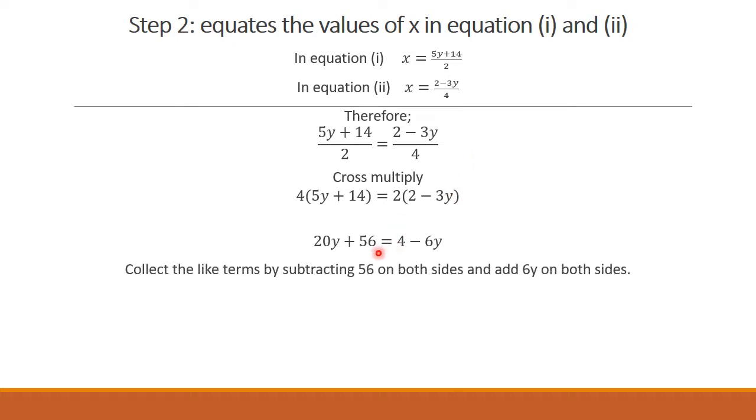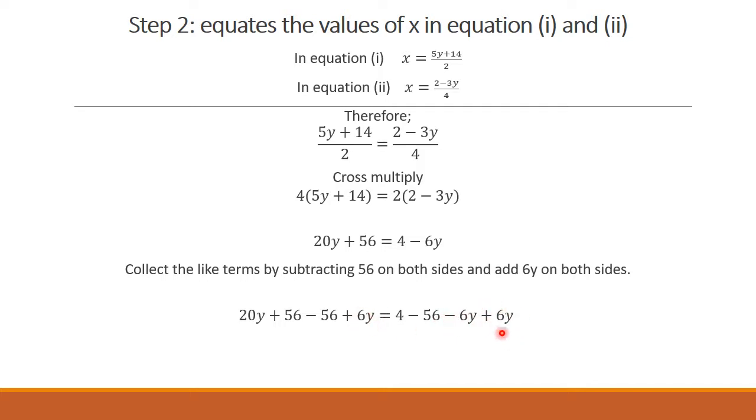So now that we have those equations, we need to bring the like terms together. So 6y has to come this side, and 56 has to go that side. As you can see, this is negative here, so when it crosses over to the opposite side, it becomes positive. This is positive here, so it becomes negative. So subtract 56 from both sides and add 6y to both sides. If we do that, 56 we subtract from both sides, and then we add 6y to both sides.